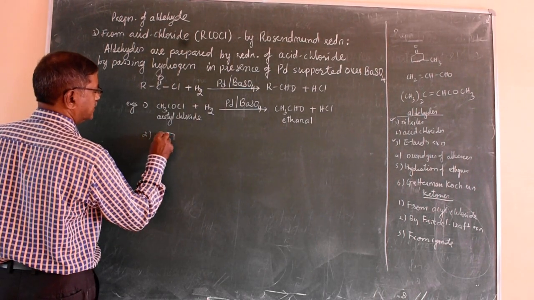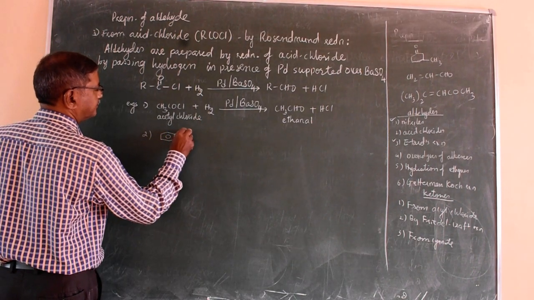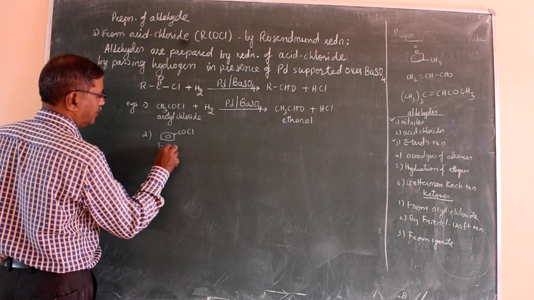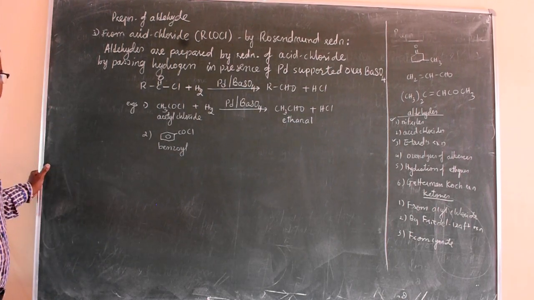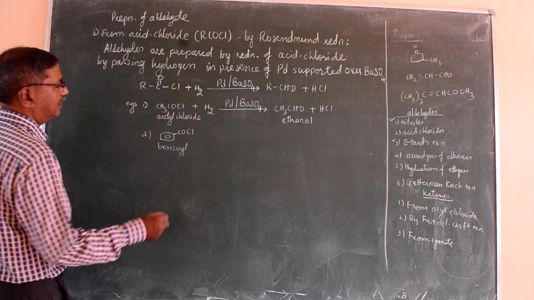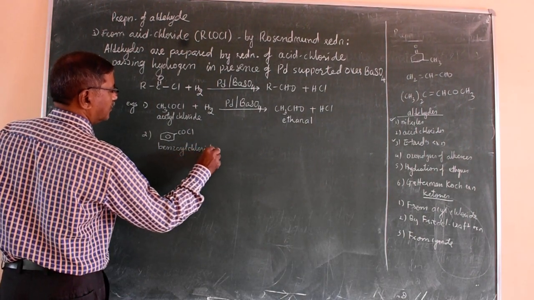Second one, benzoyl chloride, C6H5COCl. That is benzoyl. We know benzoic acid. Benzoyl, the acid is benzoic acid. So its chloride is benzoyl chloride.